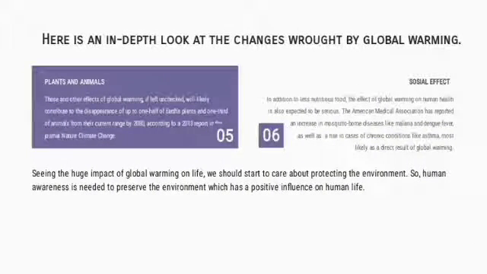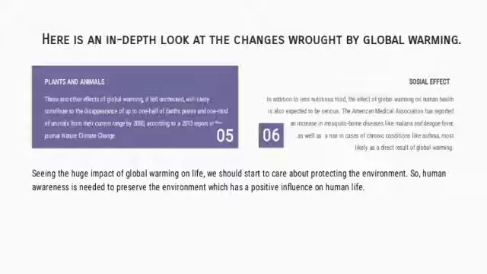5. Plants and animals. That's another effect of global warming. If left unchecked, it will likely contribute to the disappearance of up to one-half of Earth's plants and one-third of animals from their current range by 2080, according to a 2013 report in the journal Nature Climate Change.